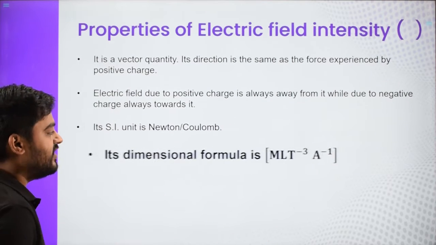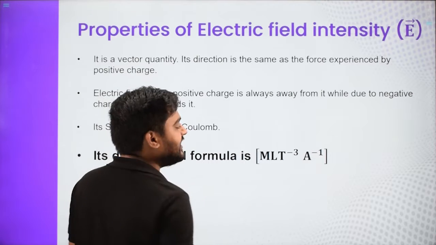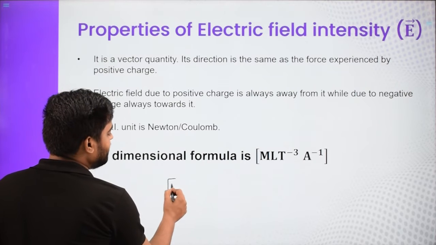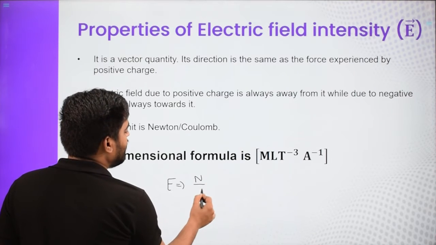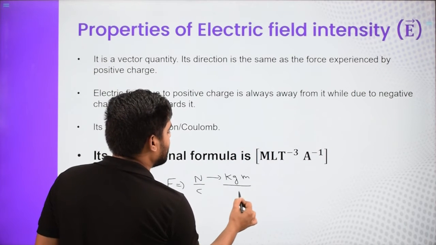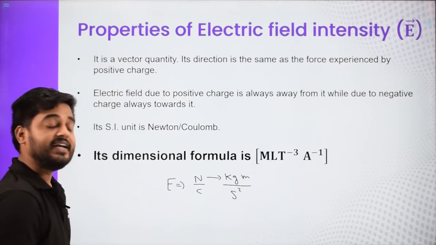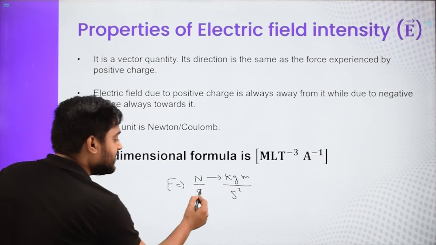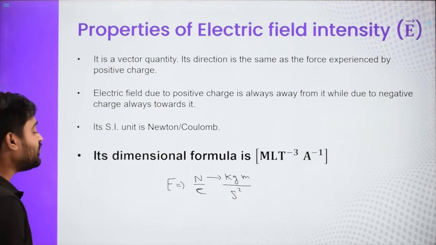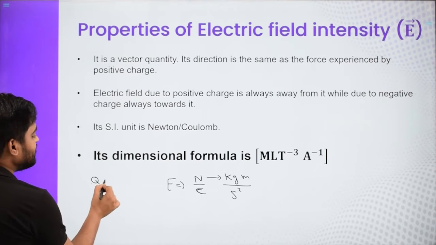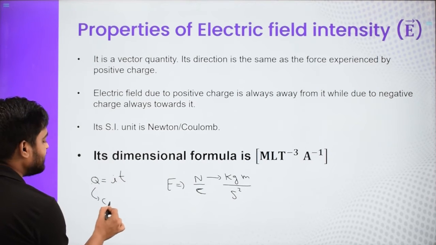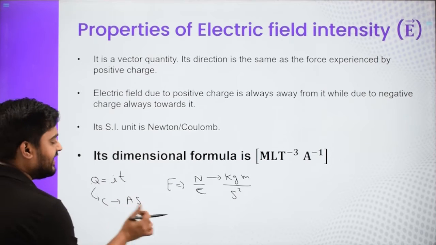What about dimension? Its dimensional formula is M L T raised to minus 3 A raised to minus 1. I am deriving it in front of you. Basically electric field intensity is nothing but Newton per Coulomb. Now Newton is kg meter per second square. And what about Coulomb? We already discussed when we were writing initially the dimensional formula for K. Coulomb is not SI base, we need to relate it to current. So charge is nothing but I into T, current times time. So Coulomb is nothing but ampere second. So I am writing ampere second over here.